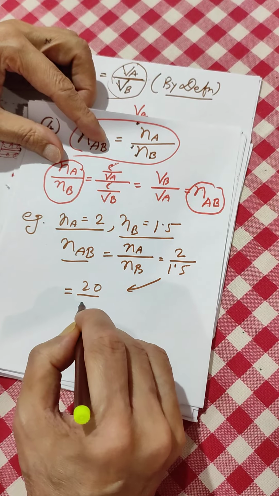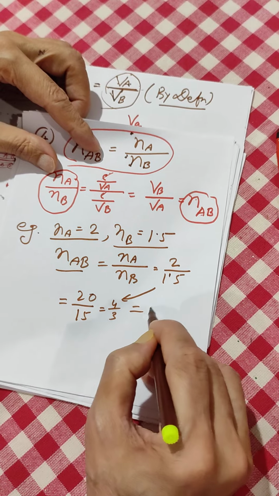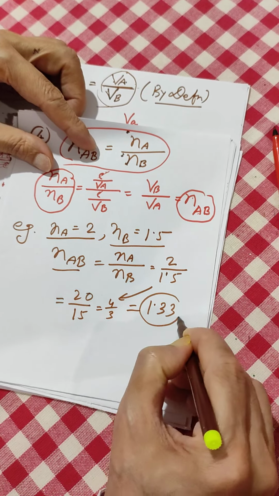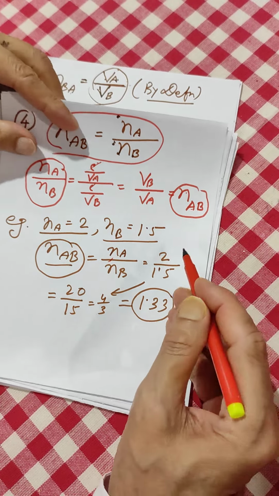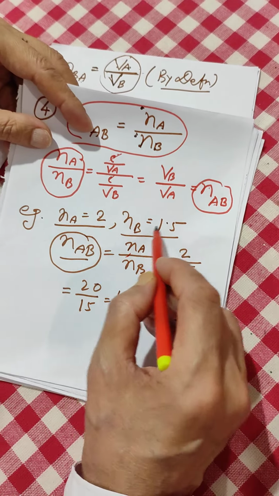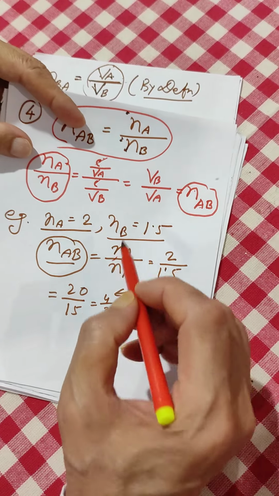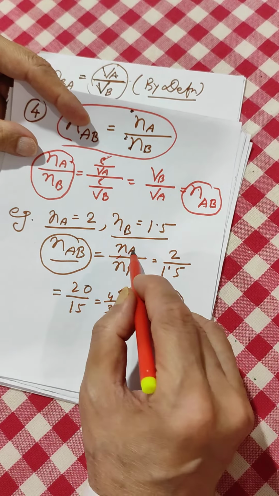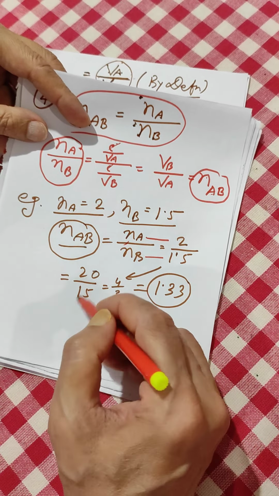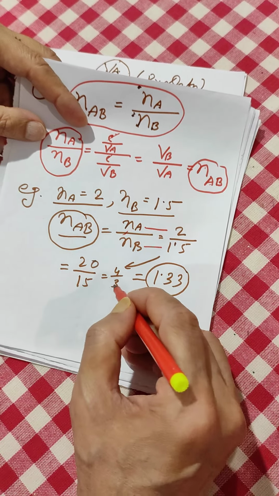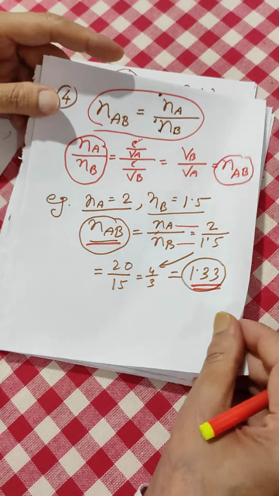This is 20 by 15. 20 by 15 means 4 by 3. 4 by 3 means 1.33. So this is the answer. Alright. So this type of numerical sum you will get. NA is given, NB is given, so you are required to find NAB. So use this formula, NAB equals NA by NB. Put the values, 2 by 1.5, so finally we get 20 by 15, that is 4 by 3, 1.33 is the answer. Okay. So this is the fourth formula.